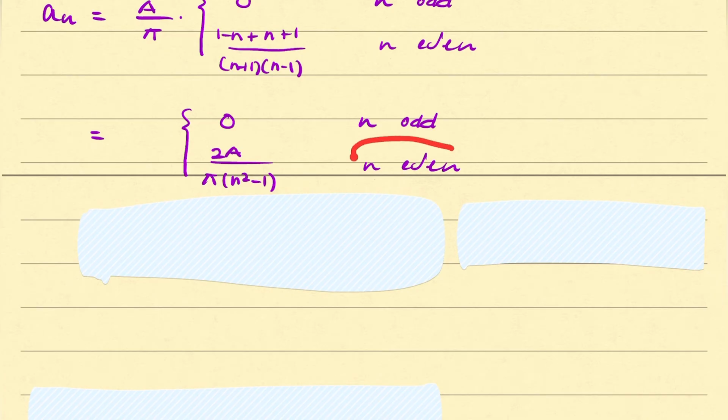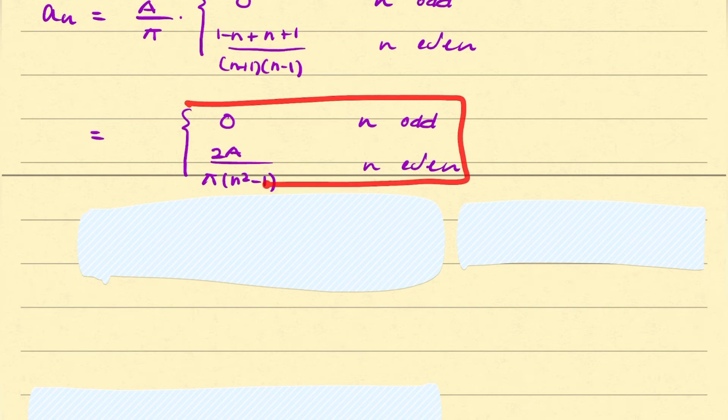But this is only for even values of n. And for odd values of n, it's 0. It would be nice if we could combine these two into a single expression.